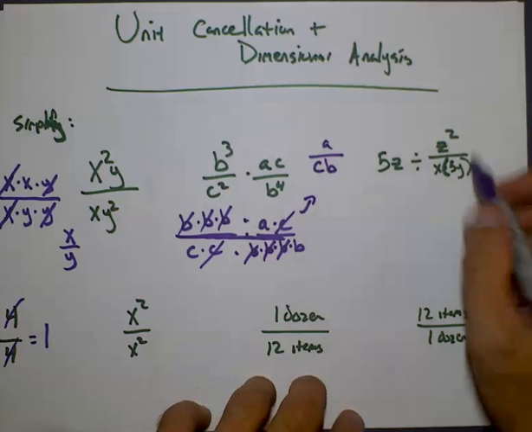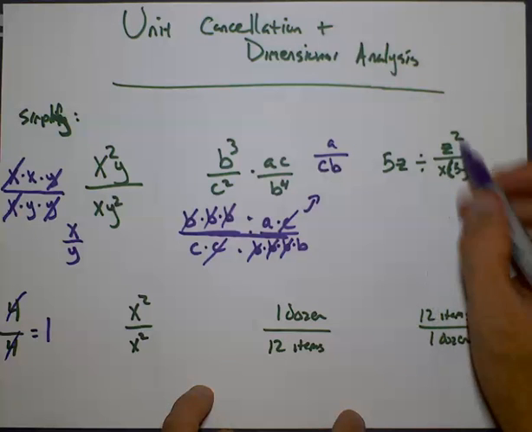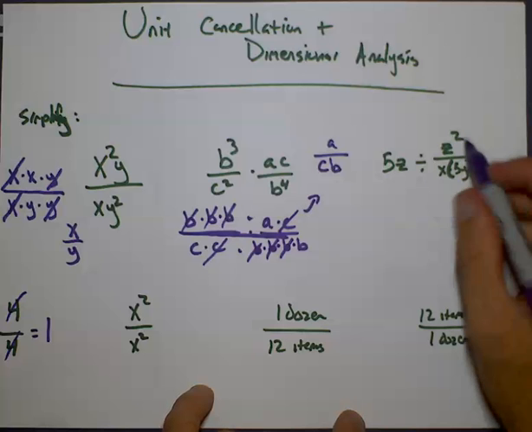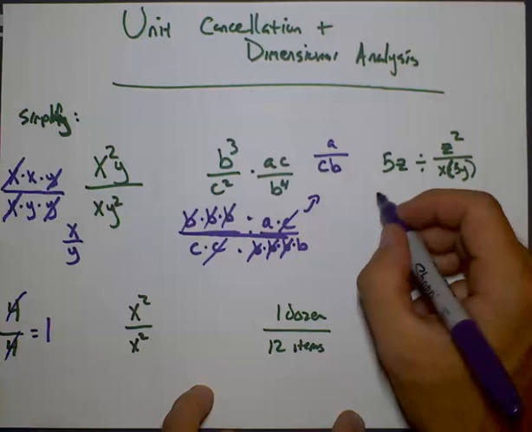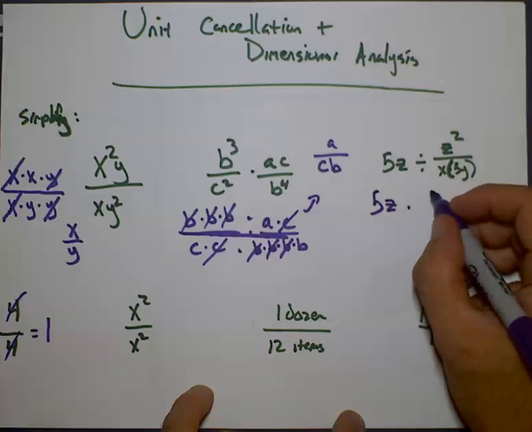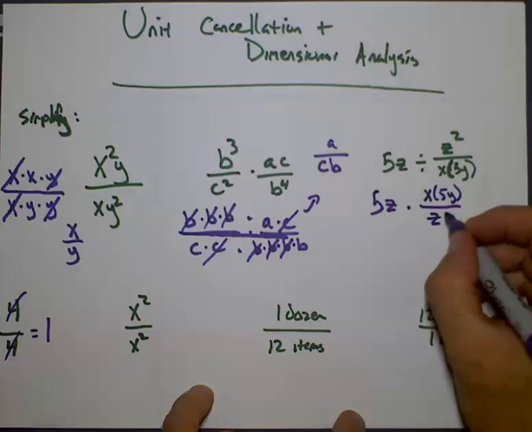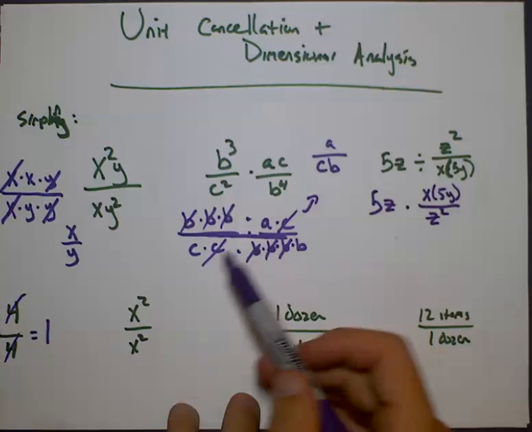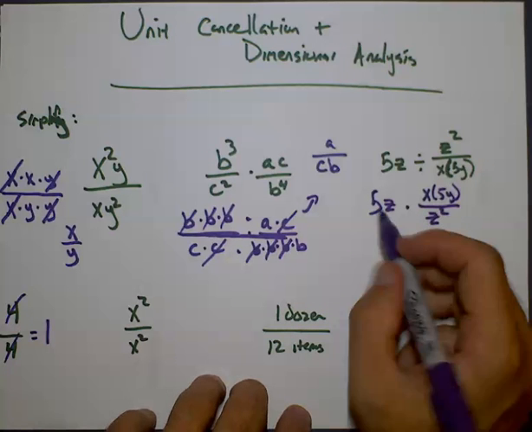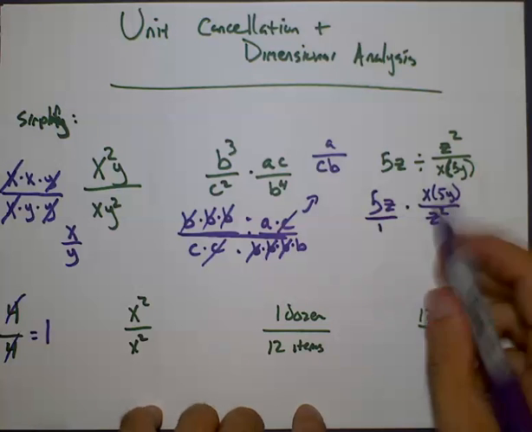The last one over here we want to talk about is 5z divided by z squared over x times 5y. Okay, so let's, again, talk about what happens when we divide by a fraction. When we divide by a fraction, it's really multiplying by the opposite, or the reciprocal, of that fraction. Okay? And, well, we talked about how to multiply fractions here, but what about when we have a number and a fraction? We want to keep in mind that any number is just over 1. We can turn it into a fraction that way.